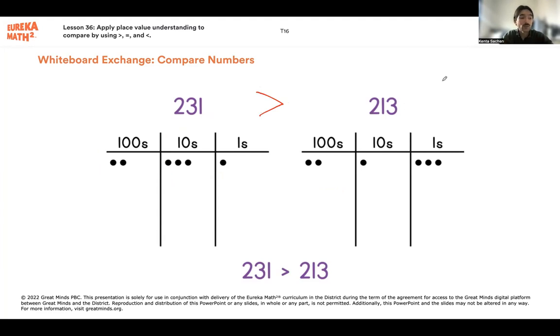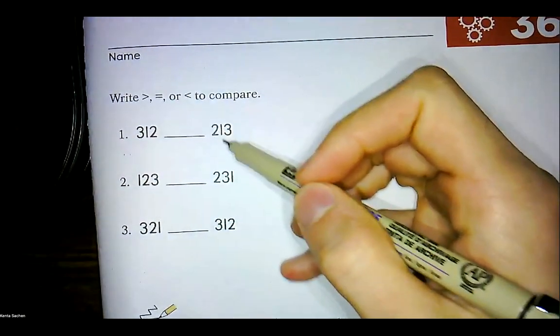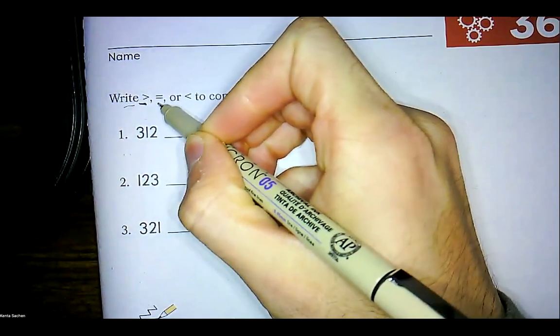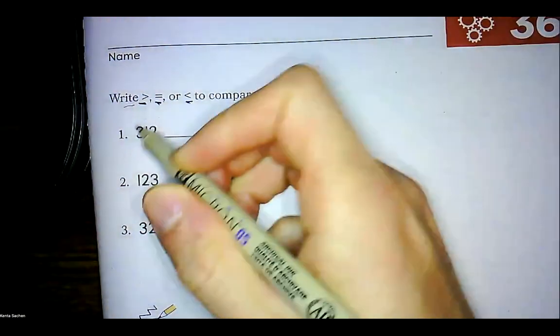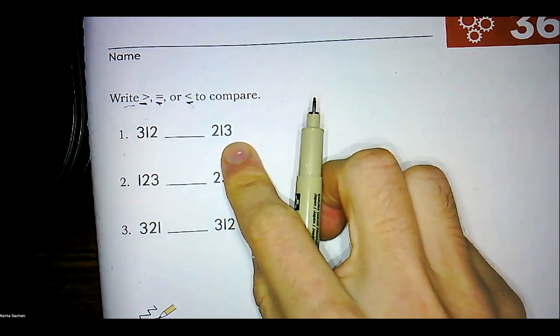And we're going to continue that today in our practice. So please open up your workbook to page 235. Okay, so we're on page 235, and the first 3 questions are asking us to write greater than, equal to, or less than to compare our numbers. Okay, so 312 or 213.